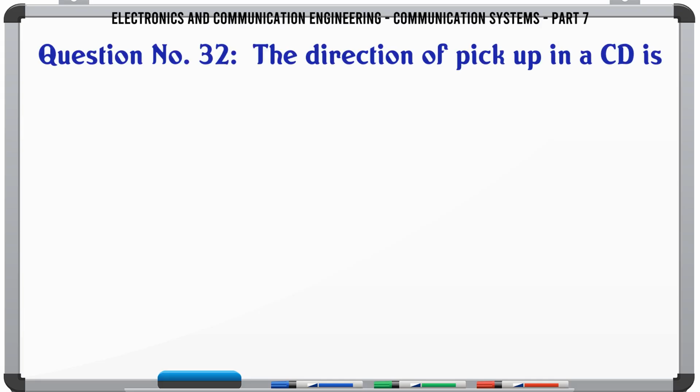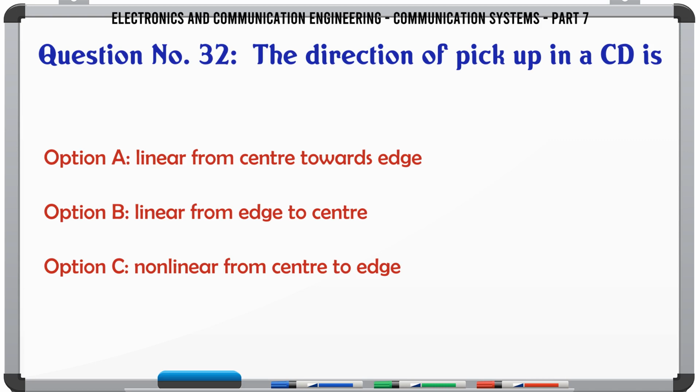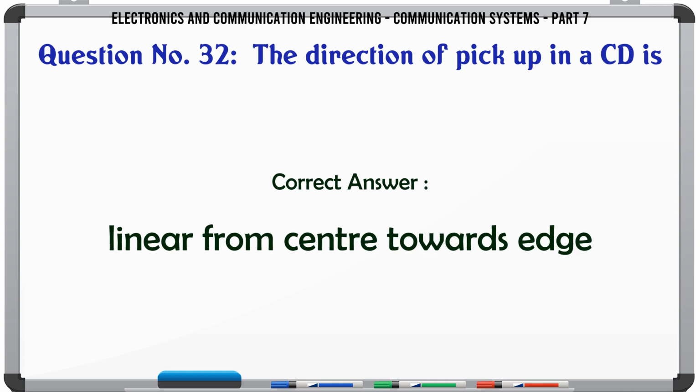The direction of pickup in a CD is A linear from center towards edge, B linear from edge to center, C nonlinear from center to edge, D nonlinear from edge to center. The correct answer is linear from center towards edge.